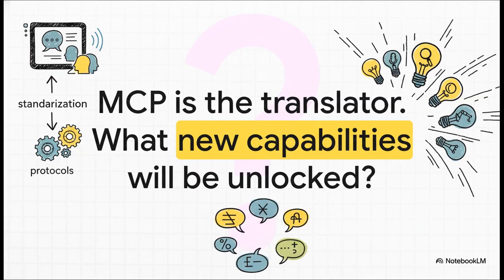If MCP becomes the universal translator for AI, if we've finally standardized how these brilliant minds talk to the world, what incredible new conversations are we about to witness? And what kind of amazing new things will we be able to build once they start?